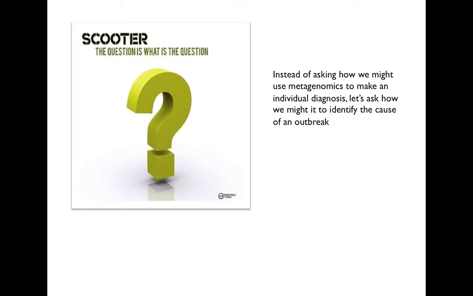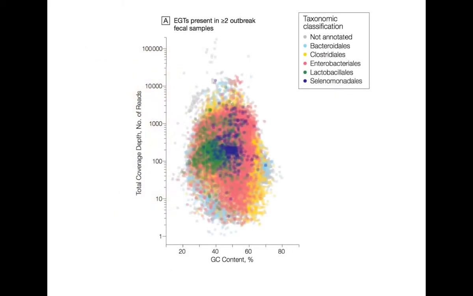So what we did was we said, well, instead of saying that we're going to use metagenomics to make an individual diagnosis in this stool sample, this stool sample, this stool sample, let's just see if we can use it to identify what's causing this outbreak. And that might be a better way forward. And so that's what we did.